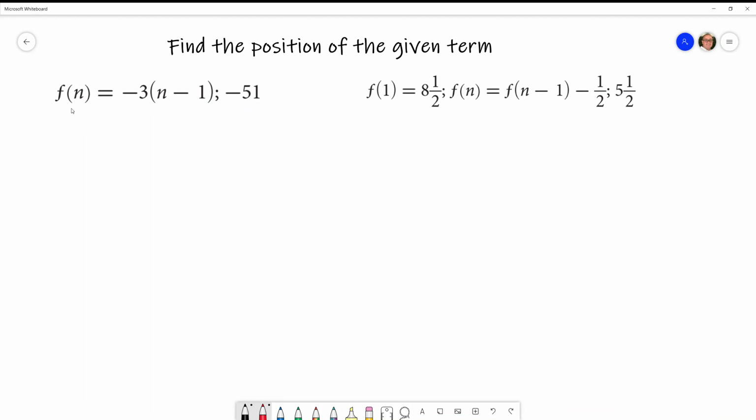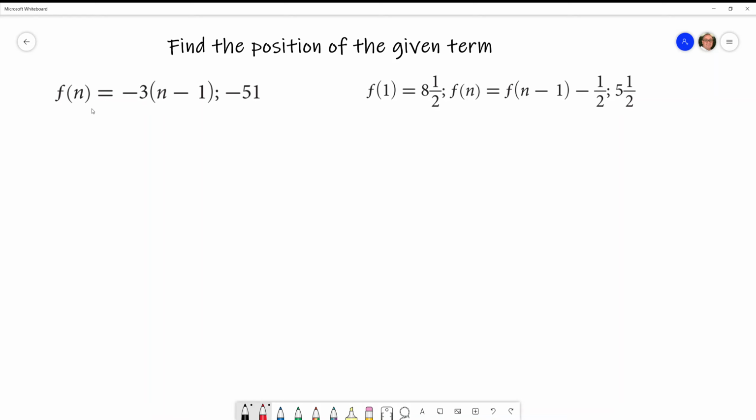So if we take a look at this first example here, it says f of n equals -3 times n minus 1. And then you see here this -51. So what they're telling us is -51 is a term somewhere in the sequence. The question is, where is it? What position number does it have? So the way we're going to do this, in other words, we have to find n.